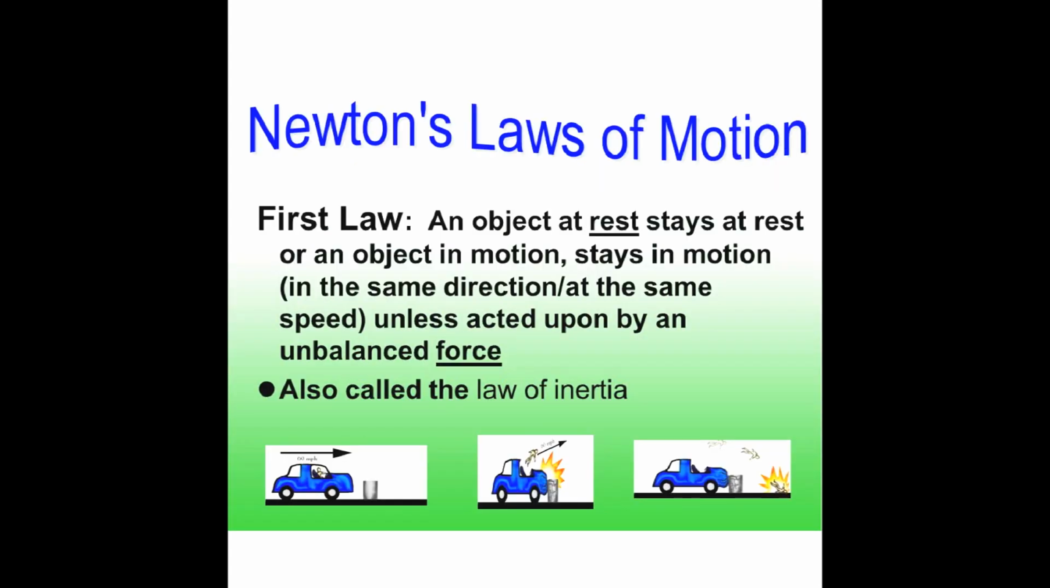The law of inertia is the first law, and inertia states an object at rest stays at rest, or an object in motion stays in motion in the same direction at the same speed unless acted upon by an unbalanced force. And this is also called the law of inertia. A good example, if I get my cup and I place my cup down, that cup tends to stay there. The reason that cup will move is if a force will come and move that cup.